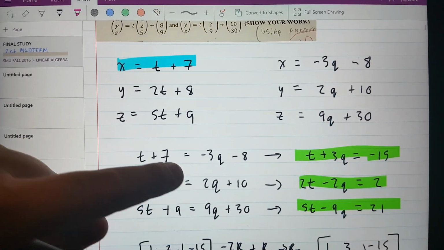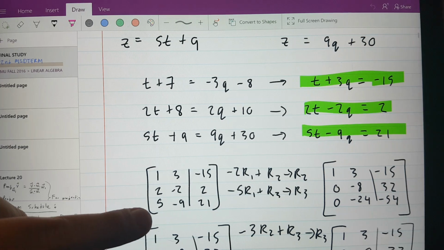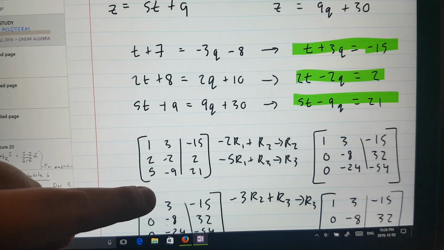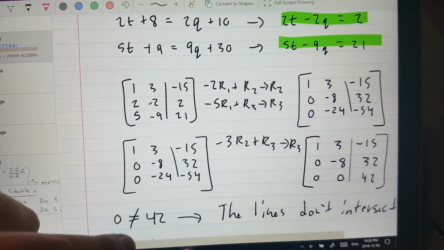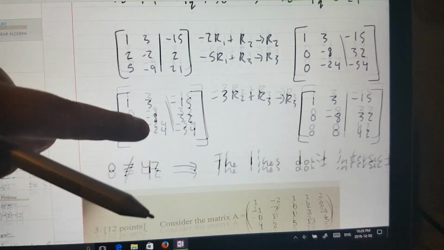I'm going to get all my variables on one side and have it over here. Then I'm going to plug that into a matrix and augment it with my real number solutions over here. And I just employ Gaussian elimination again. Find out that I got an inconsistent system, which means the lines don't intersect.